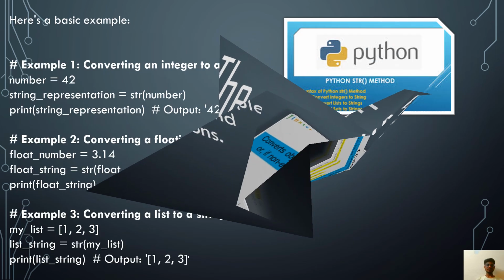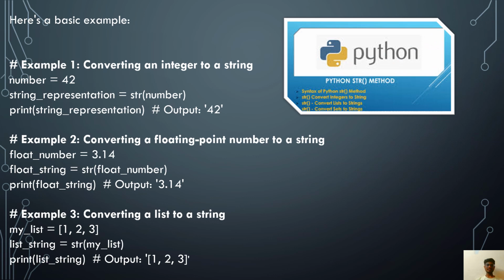Here is a basic example. First, we are going to convert an integer into a string. We are going to take a number 42 and string representation as str number, and we are going to print the string representation where the output will be 42. Next, we are going to convert a floating point number into a string. We are taking a float number as 3.14, we are going to use float_string is equal to str float_number, then we print float_string, and the output is 3.14.